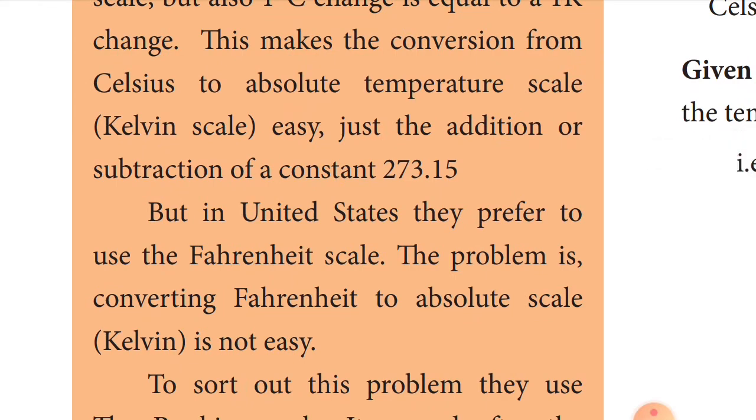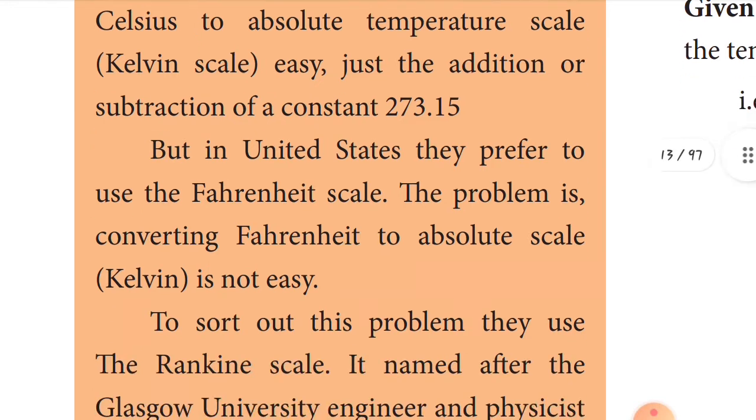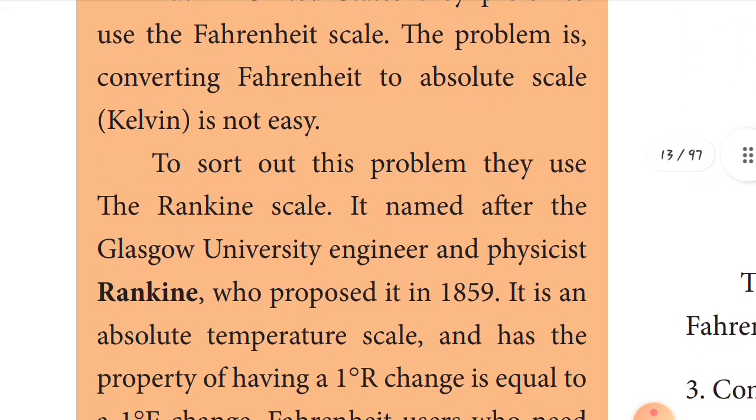You are writing the Kelvin scale formula: 273.15 plus Celsius. But the United States prefers the Fahrenheit scale only. The problem is converting Fahrenheit to an absolute scale. It is not an easy way to convert Fahrenheit to the Kelvin scale, children. It is too difficult. To sort out this problem, they use the Rankine scale. That is the main reason.